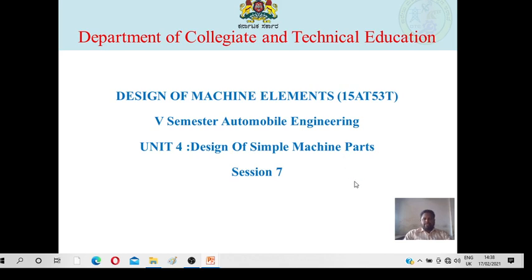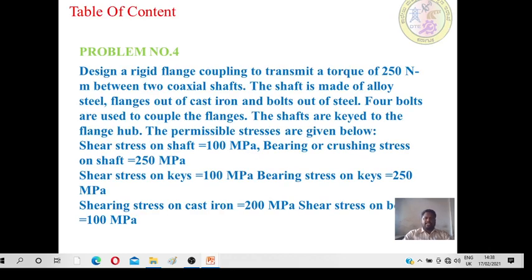Today, I am solving one problem from unit number 4, that is design of simple machine parts, from the subject design of machinery. And this is session number 7 in unit 4. The table of content, or the thing which we are going to discuss, is the problem.